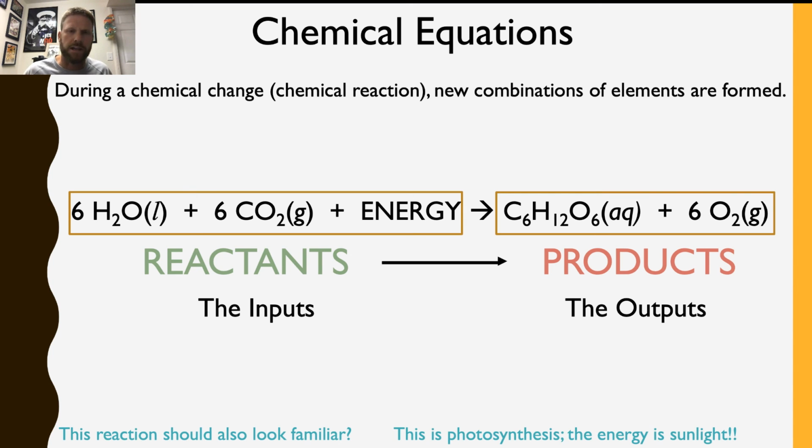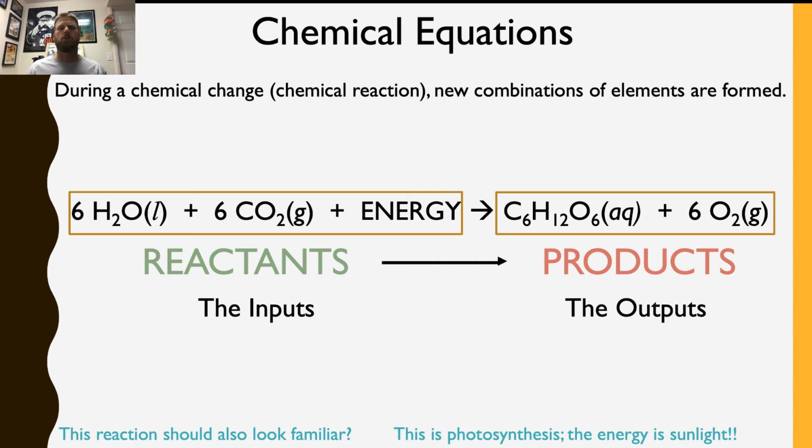Maybe you have recognized that this is the exact same reaction that we just talked about, but in reverse. That would be an astute observation. This reaction should also look familiar. In a very general sense, the reverse of cellular respiration is photosynthesis. The energy in this case is sunlight. Sunlight drives the process of photosynthesis. It's energy being put into the reaction.